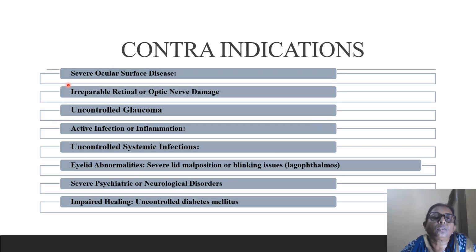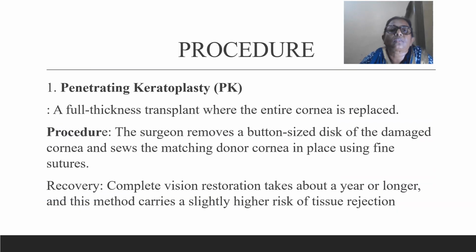Then contraindications of keratoplasty or corneal transplantation: severe ocular surface disease, irreparable retinal or optic nerve damage, uncontrolled glaucoma, active infection or inflammation, uncontrolled systemic infections, eyelid abnormality, severe lid malposition or blinking issues, severe psychiatric or neurological disorders, impaired healing, or uncontrolled diabetes mellitus.